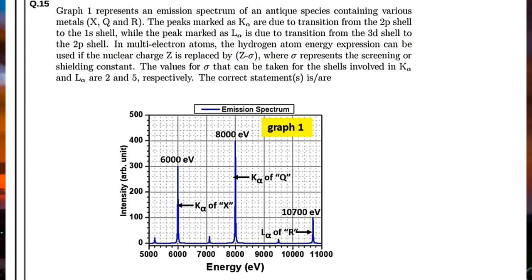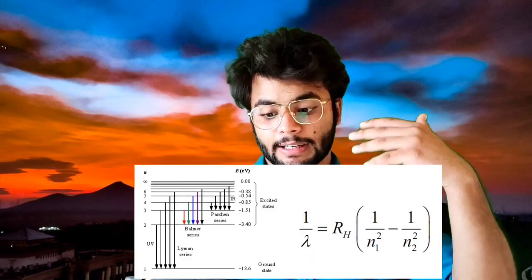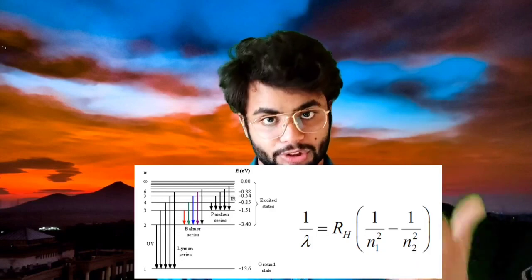Now, this whole question has a lot of theory, the theory which you have already studied in the periodic table. Not only in the periodic table, in atomic structure you have studied X-rays, K alpha and all, and you have studied the Lyman series, Balmer series, etc., right? The emission spectra of the hydrogen atom.